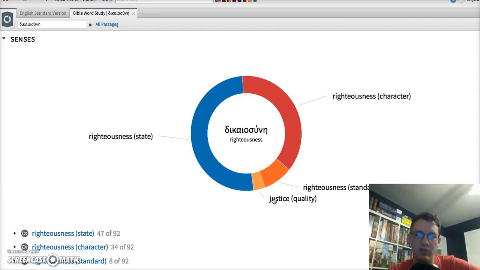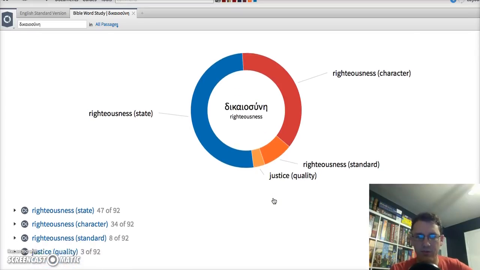I'm not so sure that you can create a hard and fast idea of this time it means righteousness, this time it means justice. I think this is God's righteous justice in the context of his covenant faithfulness. I think that's the general idea behind the term dikaiosune, or righteousness in Greek.